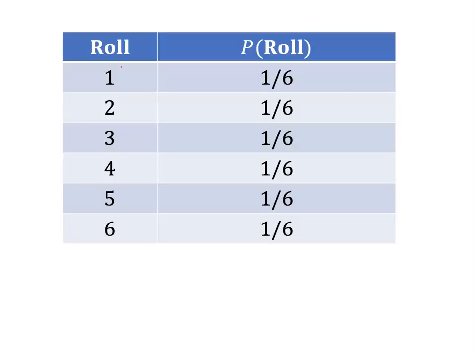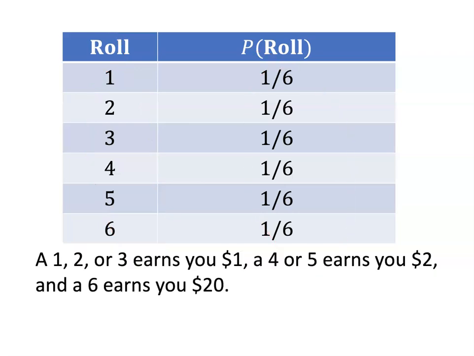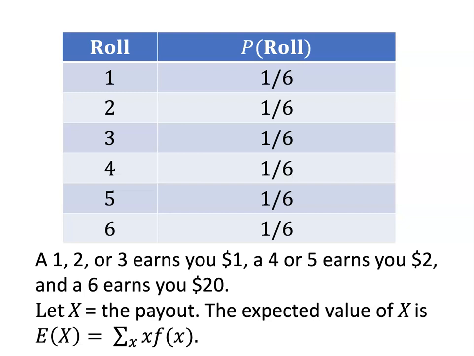So again, these are your possible rolls. These are the probabilities of those rolls. A 1, 2, or 3 earns you $1, which means the probability that you'll earn $1 is 3/6. A 4 or 5 earns you $2, so the probability that you're going to earn $2 is 1/6 plus 1/6, namely 2/6. And the probability that the payout is going to be $20 is 1/6, because that's the probability that you get a 6. So again, let x equal the payout.